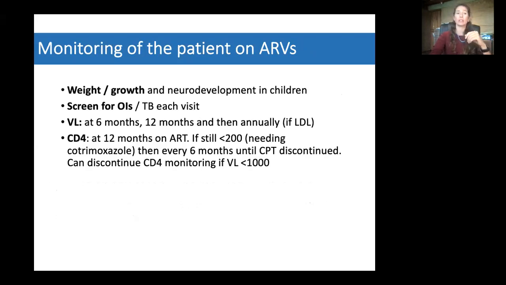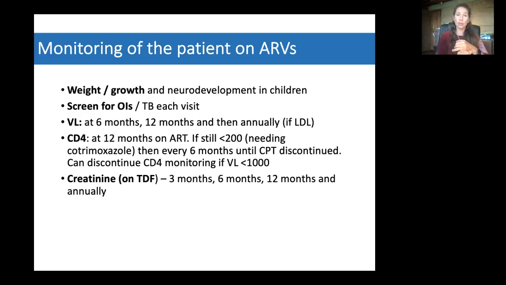Our CD4 count at 12 months on ARVs, so you don't do it at 6 months. And the reason why you're doing the CD4 count is to decide about Bactrim. So if the CD4 is still under 200, you're going to need to keep your Bactrim going. And then you're going to keep on doing your CD4 every 6 months until your Bactrim is discontinued. But as soon as your CD4 is over 200 and you can stop your Bactrim and your viral load is under 1,000, you're no longer going to monitor CD4.